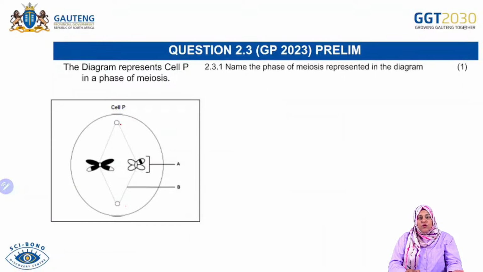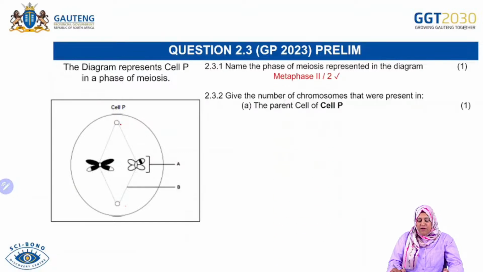Name the phase of meiosis represented in the diagram. So you can see that the chromosomes are aligned at the equator, so they're in the middle, it must be metaphase. But now your answer will not be complete if you just say metaphase. You've got to give the phase of meiosis or the division of meiosis, either 1 or 2, to get your answer correct. If you look at this, it's a single chromosome. So this must be metaphase 2, right? Let's see if we are correct. It's metaphase 2.